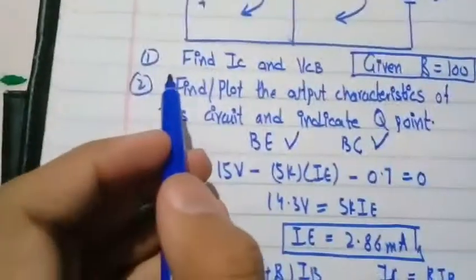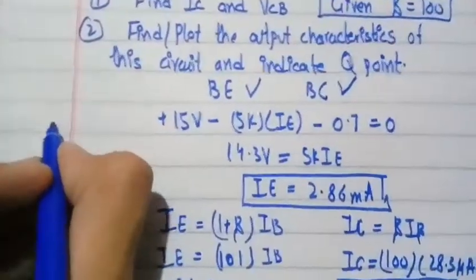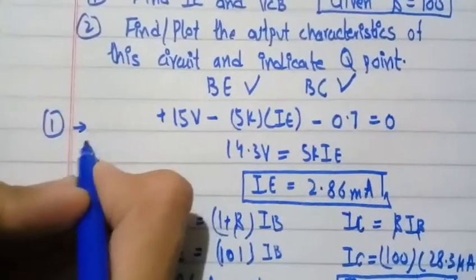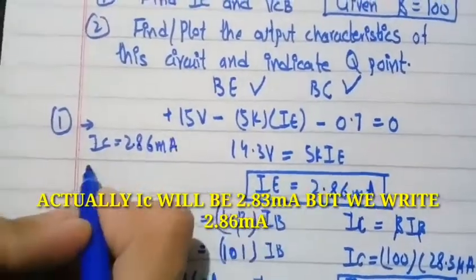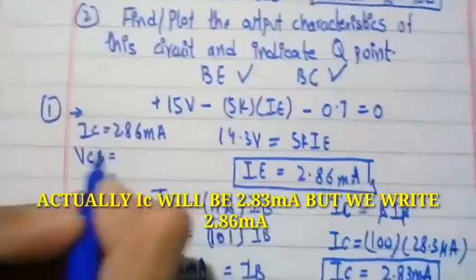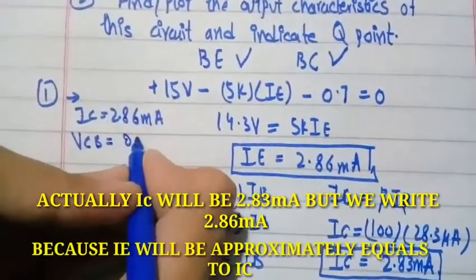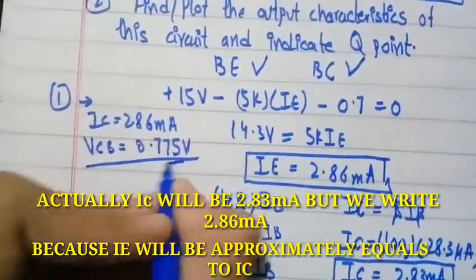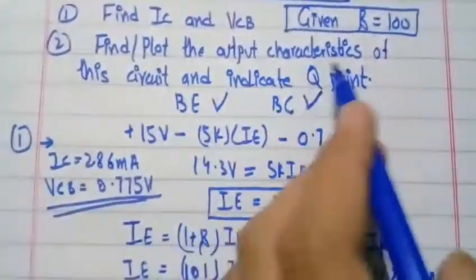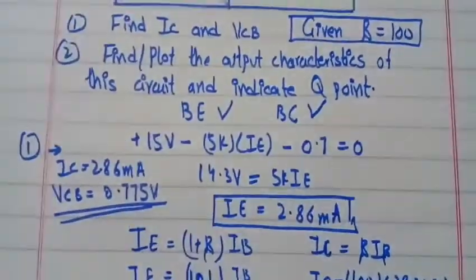So our question is to find IC and VCB. So the first part is done: IC will be equal to 2.86 milliamps, and the collector base voltage VCB will be equal to 0.775 volts. Now we have to plot the output characteristics of this circuit and indicate the Q point.